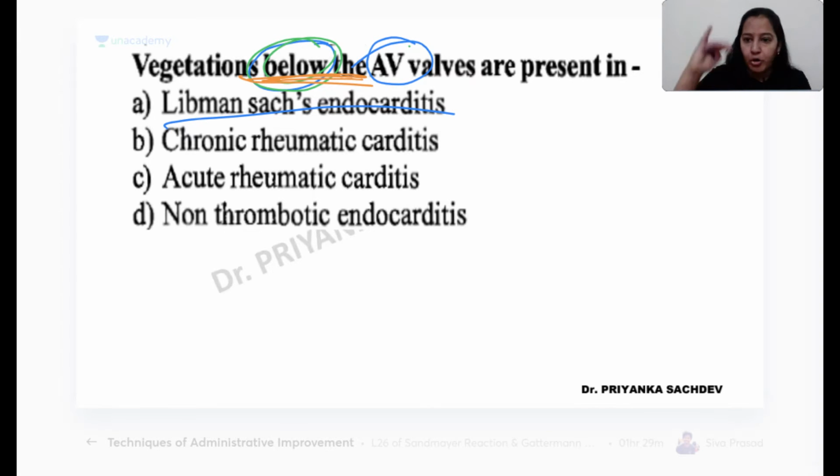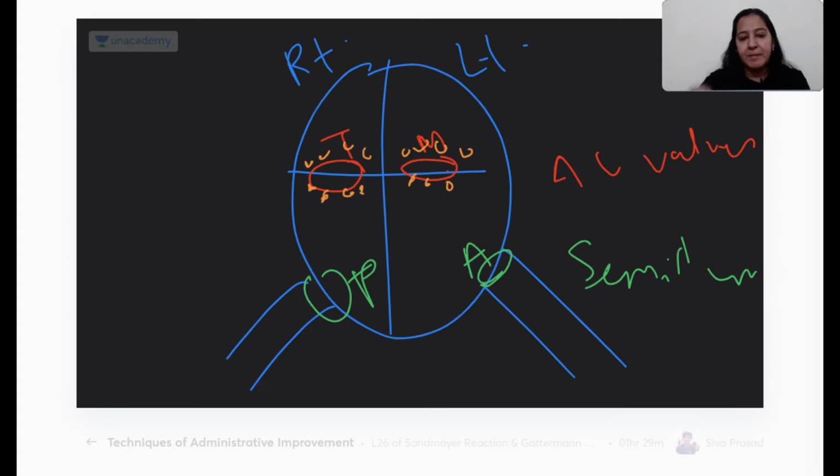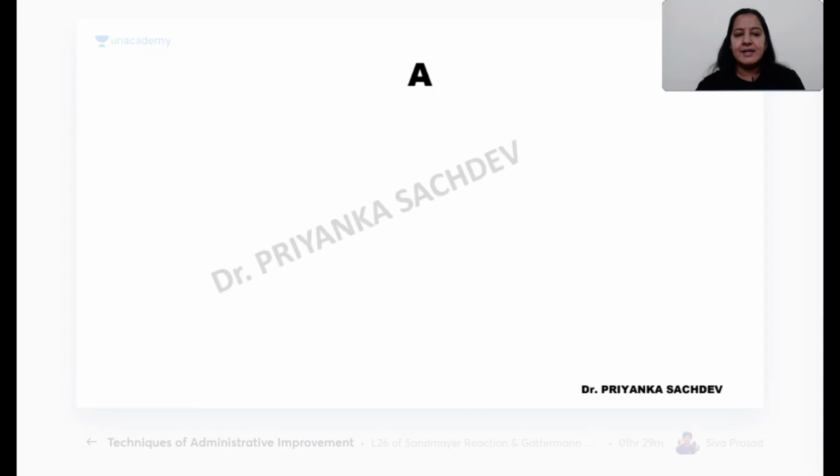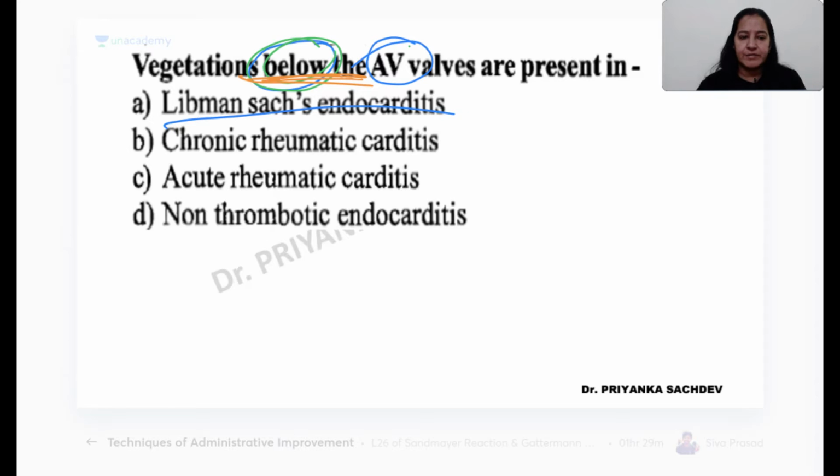So instead of below, there should be both. The question will be more correct. I got it. But below is also there, so in upper and below both, below is also included. So go with Libman-Sachs. That was the trick in the question. Have you got it? So that was the thing. The correct answer here is A, according to me, not the rest of the 3.